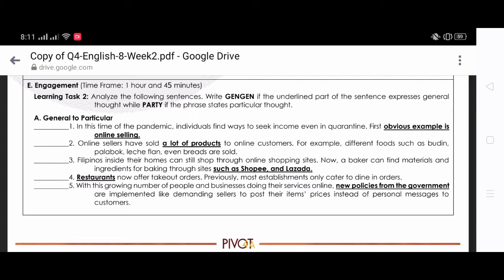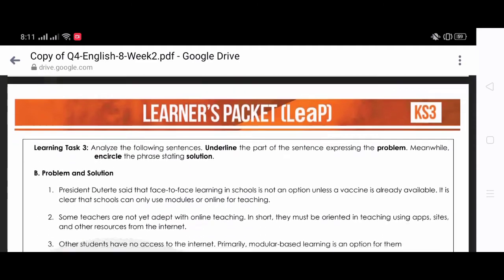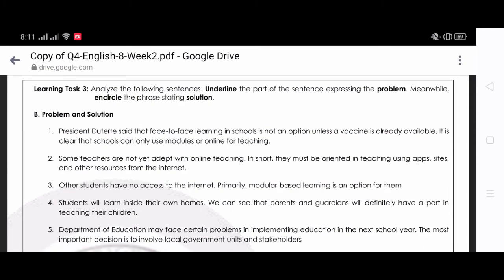I leave the remaining numbers for you. Okay? So, kayo na bahala sa 2 to 5. Ito naman sa learning task number 3, analyze the following sentences. Underline the part of the sentence expressing the problem. Meanwhile, encircle the phrase stating solution. So, sasalungguhitan nyo yung sentence na nagsasabi ng problema at bibilugan nyo naman yung phrase na nagsasabi ng solusyon.